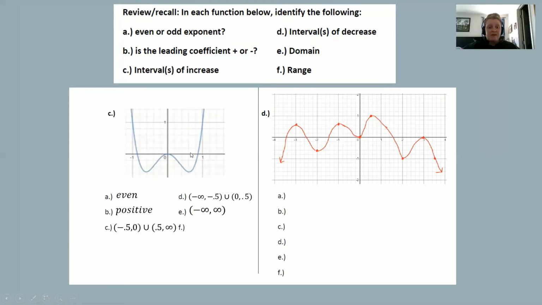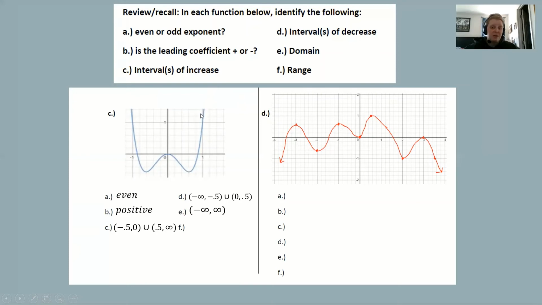The domain is going to be continuous, so it never stops moving left or right. It gets taller, but it's going to continue moving that way forever. There's no stopping points. However, the range, we don't have a highest point because it goes up forever.